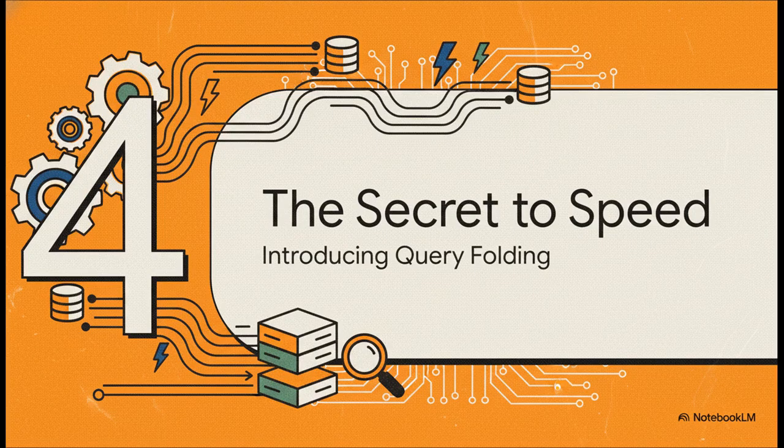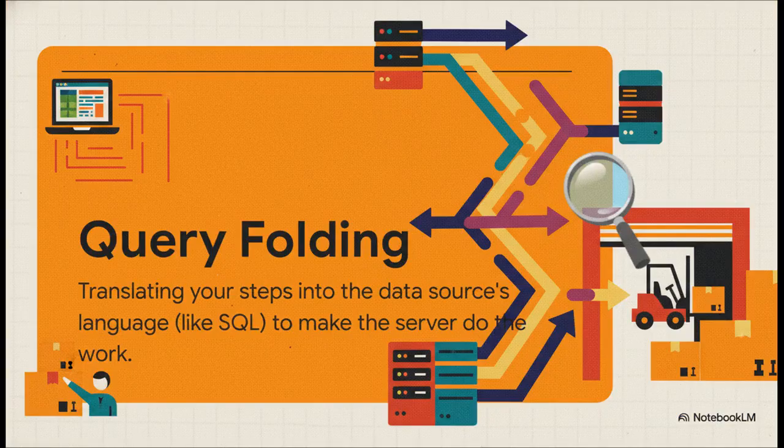This all sounds great, right? But what happens when you're dealing with huge data sets from a database? Well, Power Query has a secret weapon for speed, and it's called query folding. This is a total game changer in how we think about processing data. Instead of pulling a massive data set over to Excel to work on it, query folding sends your logic to the data. It translates your steps into the database's native language, like SQL, and tells the server, hey, you do the heavy lifting before you send anything to me.